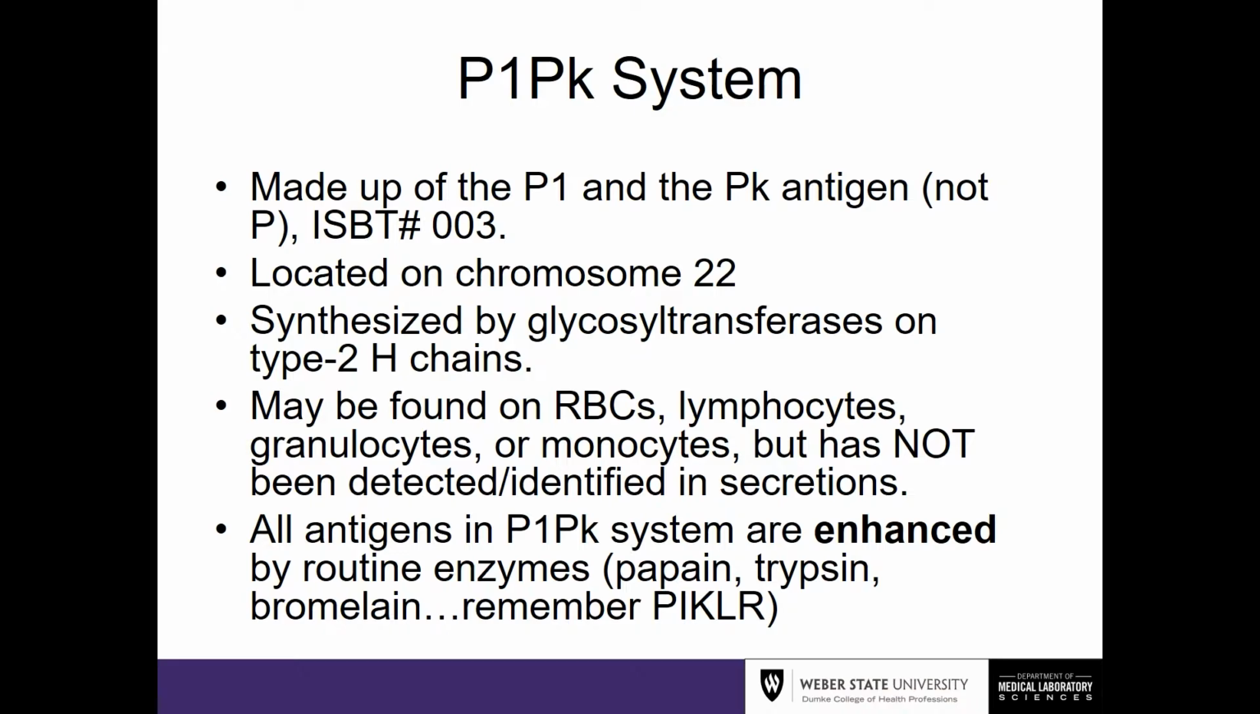The ISBT number is 003. It is located on chromosome 22. They are synthesized by glycosyltransferases on type 2 H chains. Those are the precursor chains that are also used for our ABO typing and such. We can find these antigens on red blood cells, lymphocytes, granulocytes, or monocytes. But interestingly, even though they use those H chains, they have not been detected or identified in secretions.